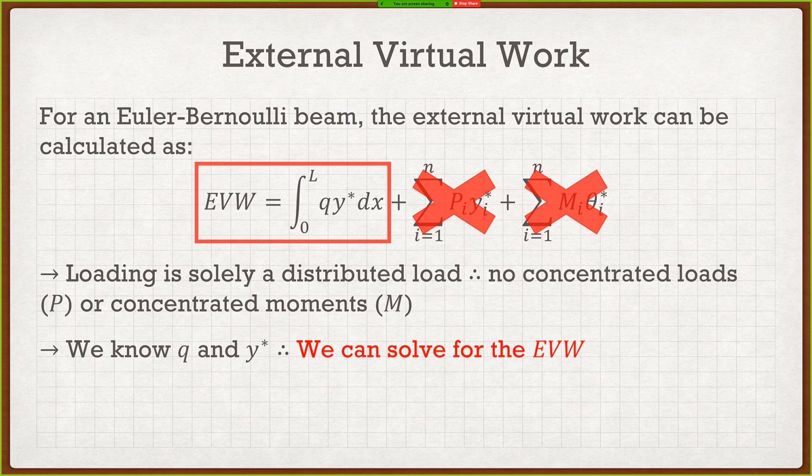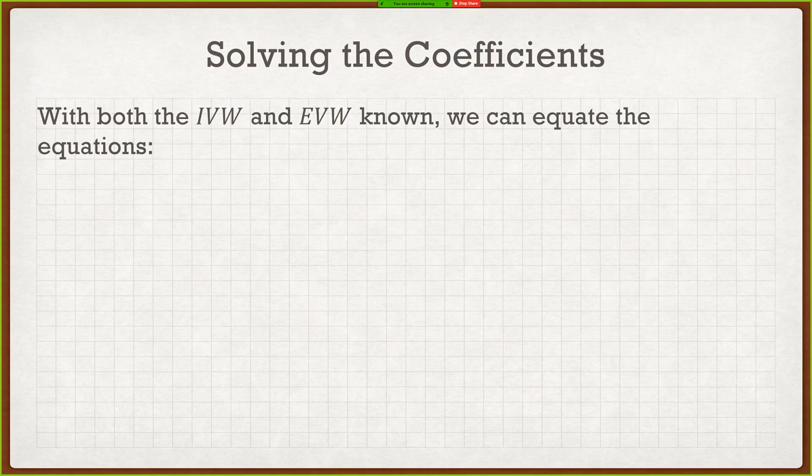All right, so that's both the internal virtual work and the external virtual work. But what can we do now that we know both of them? Well, we're going to solve for that unknown A coefficient. So of course, using the principle of virtual work, we know that the internal virtual work is equal to the external virtual work. And again, at this point, we know what both of those are. And what you guys will find is you're going to have something, something, something times A2 star is going to equal something, something, something times A2 star.